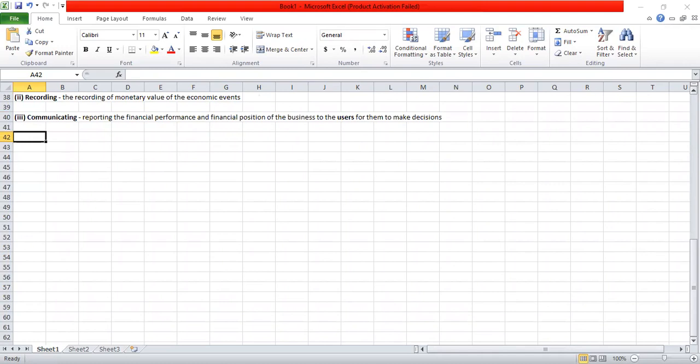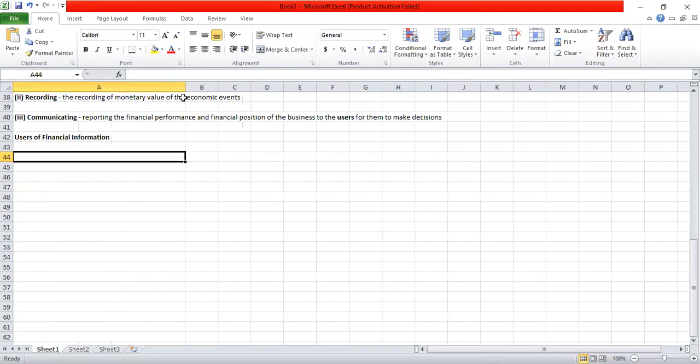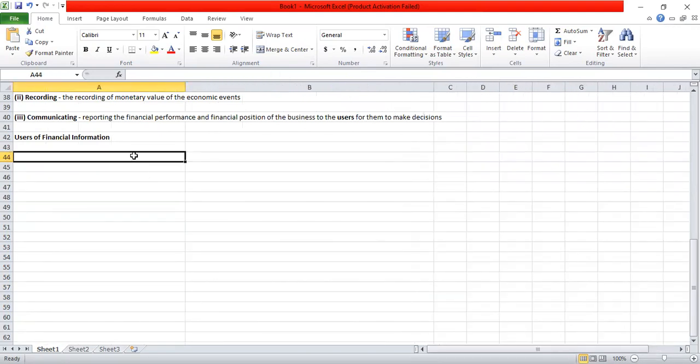So now we want to know who are these users and what are their needs. Who are these users of financial information? We have got different users, and these users, they've got different needs. Is that right? So we have our users, then their needs here.